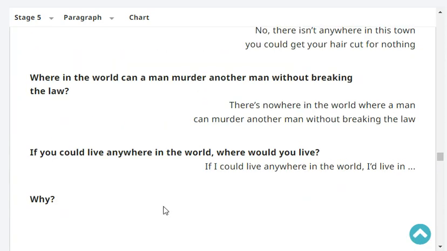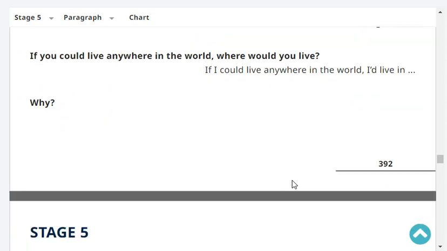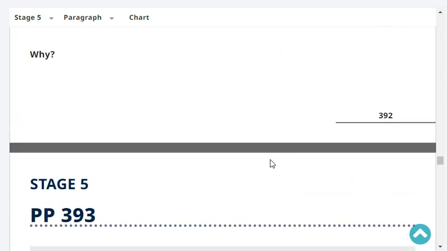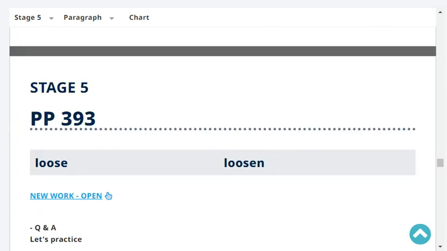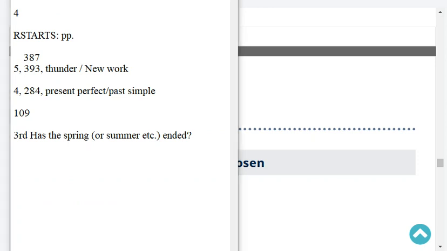If you could live anywhere in the world, where would you live? If I could live anywhere in the world, I'd live in Hawaii. Why? Because I've never been there. Very good.